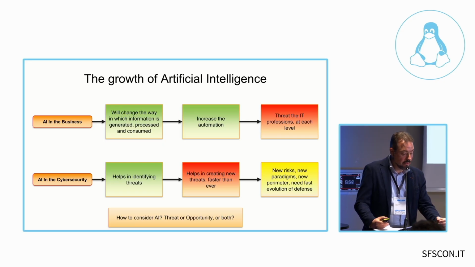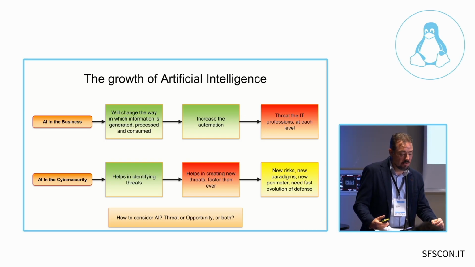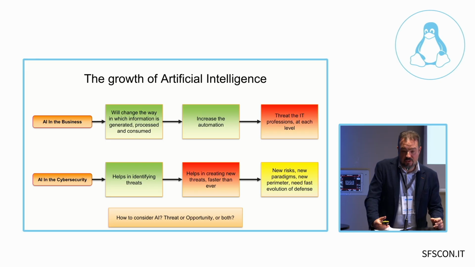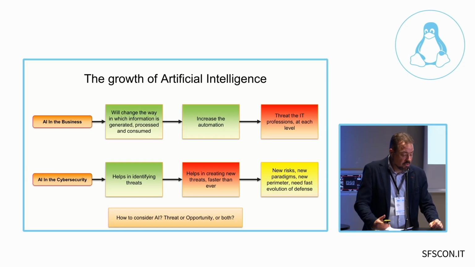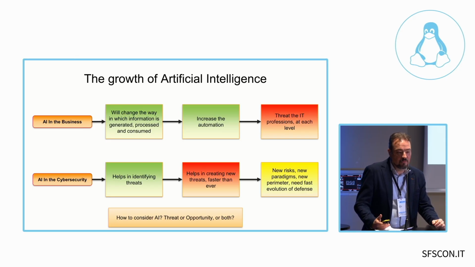Just some words for the artificial intelligence in the game. In the business, artificial intelligence will change the way in which information is generated, processed, and consumed, increase the automation, but poses some questions in treating the IT professions at each level. And in cybersecurity, it helps in identifying threats, but it helps also in creating new threats. Now, if you receive a well-crafted email without errors, probably it's phishing, because until 3 years ago, phishing was full of errors. Now, no more.